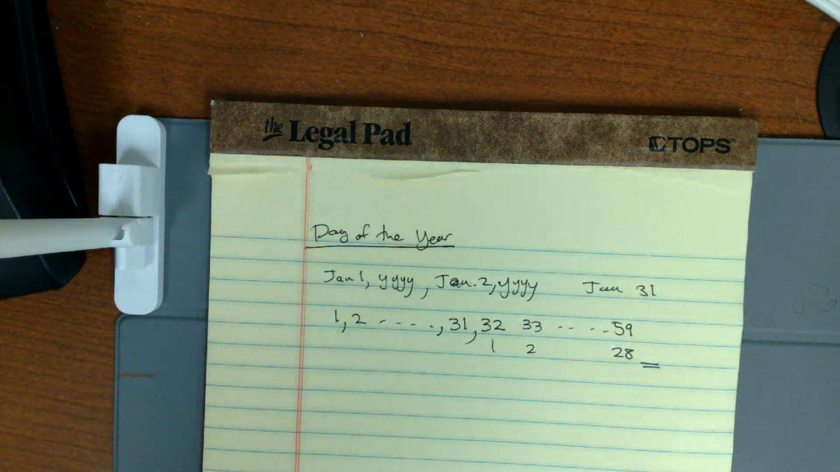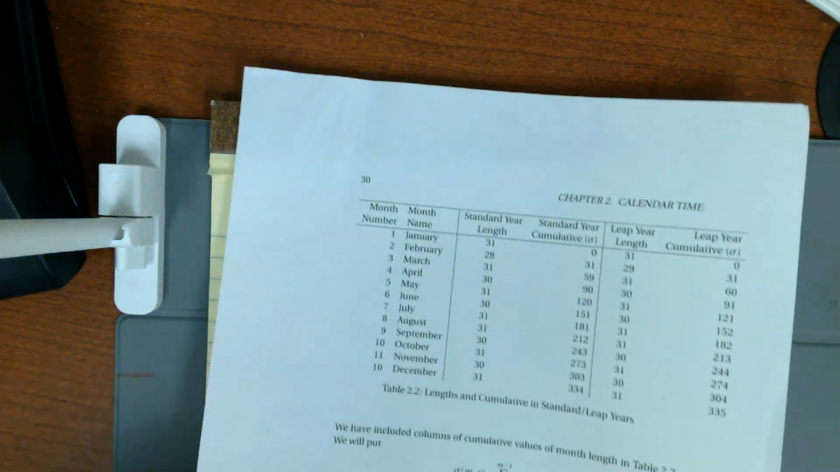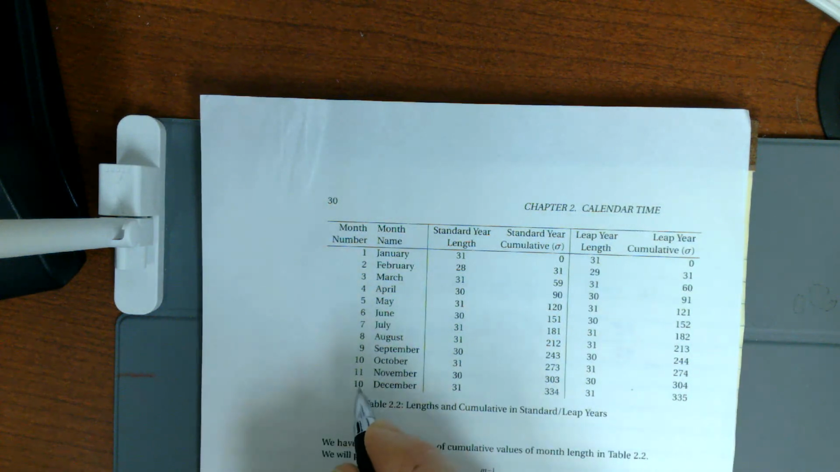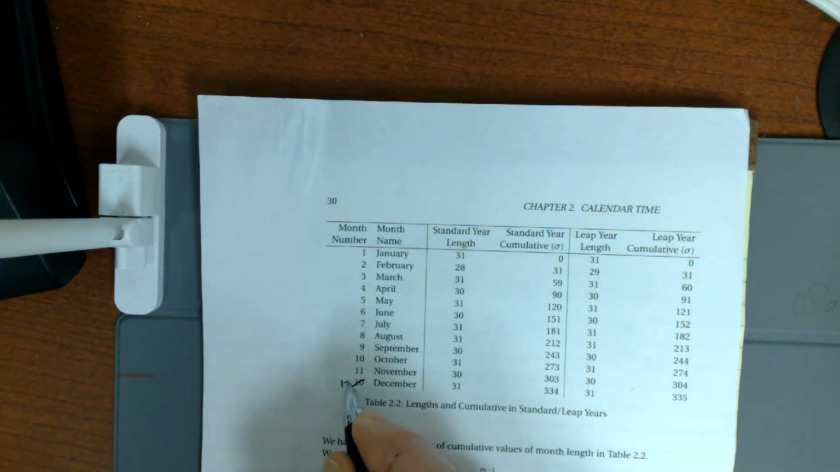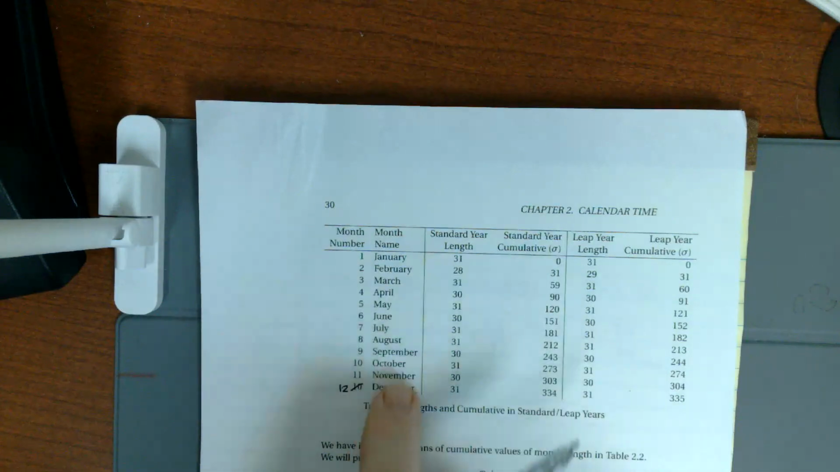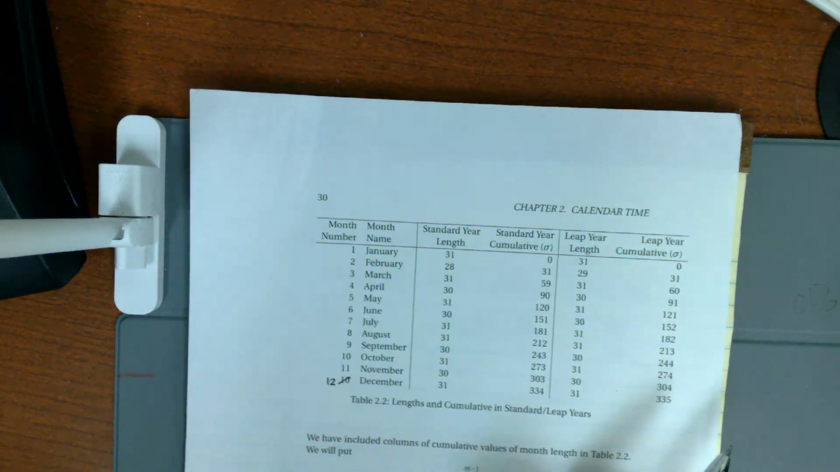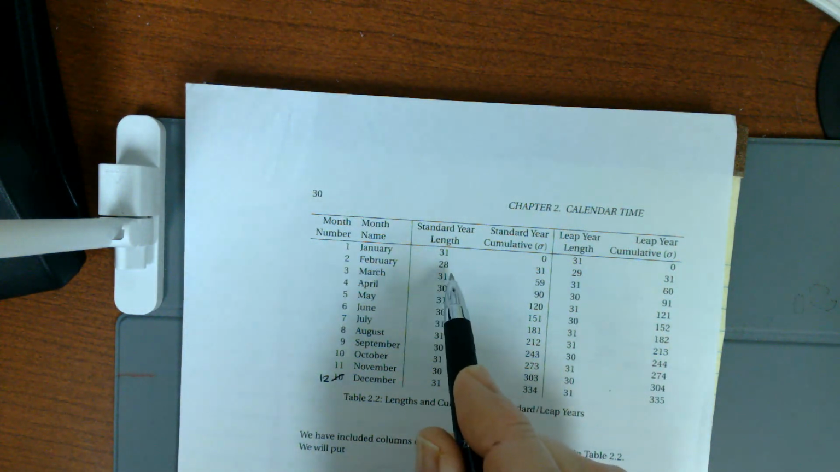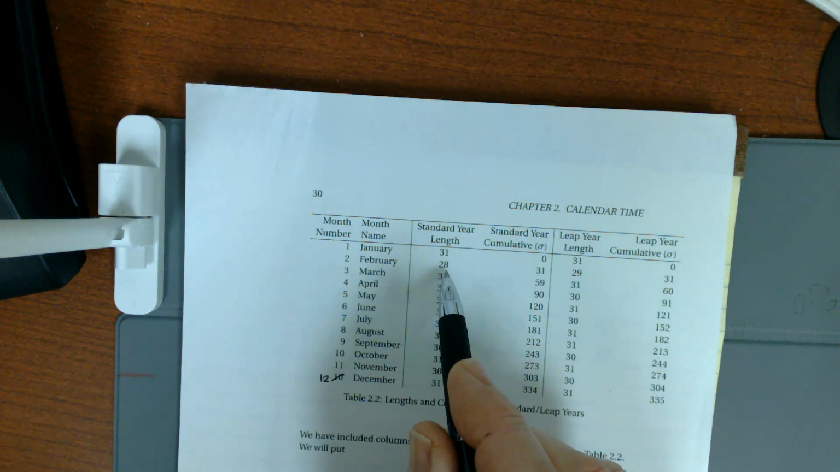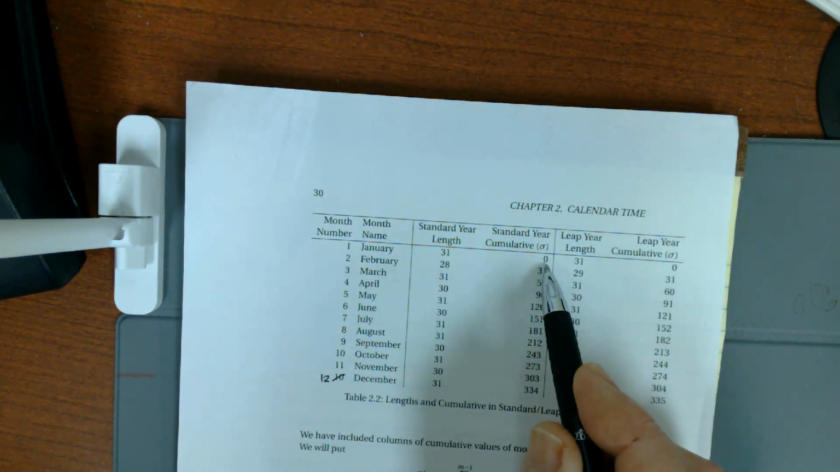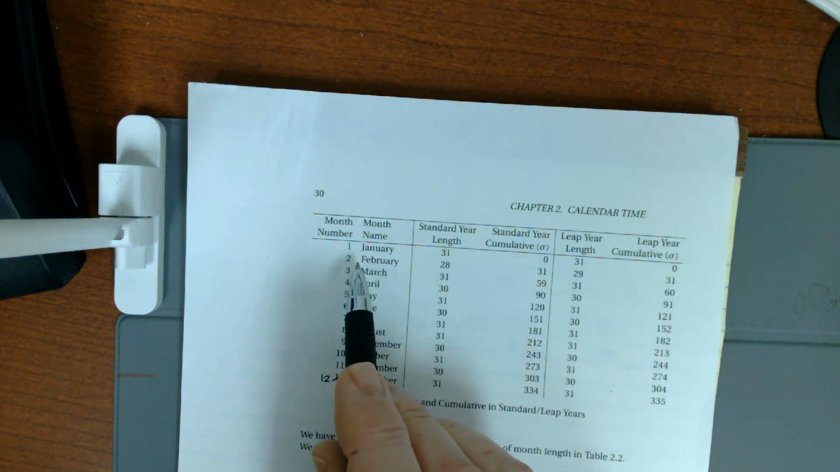Now, what I have, and what you have in your book, Table 2, is a table. In the latest version of the printed book this should be okay; this version has a typo in it. Anyway, we have the month number, the month name, and the length of that month during a standard year. By a standard year, we mean a non-leap year. And in this column, what I have is how many days of the year happened before the first of that month.